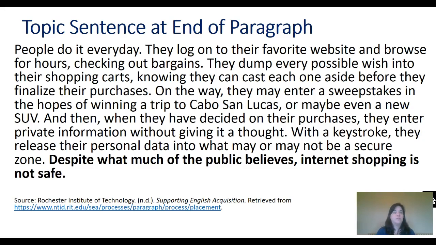This paragraph looks very different than the first paragraph about wedding cakes. In that paragraph, we were told right away that constructing a wedding cake is complicated, and every other sentence was about how it's complicated. In this paragraph, because the topic sentence is at the end, we're led up to that point by talking about the process of internet shopping and the ways in which we put our personal information out on the internet before the writer tells us that all of this is unsafe.